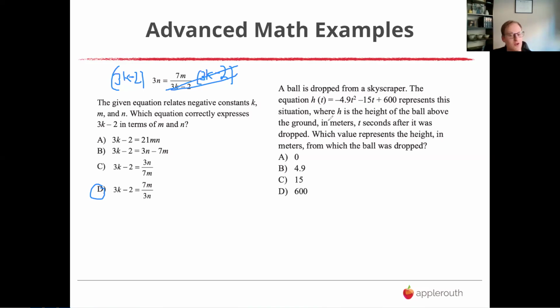And for number 2, we could graph it. It would be a downward opening parabola. You can also just think logically. The height in meters from which the ball was dropped. Well, how long has it been when the ball was dropped? 0. The way I would do this question is I would put this in Desmos on test day, typing f of x equals -4.9x squared minus 15x plus 600.